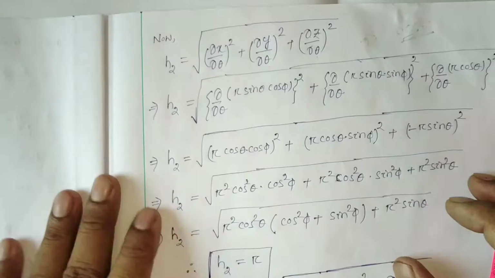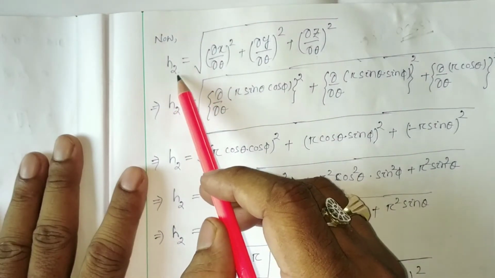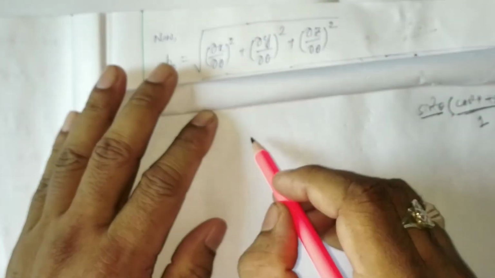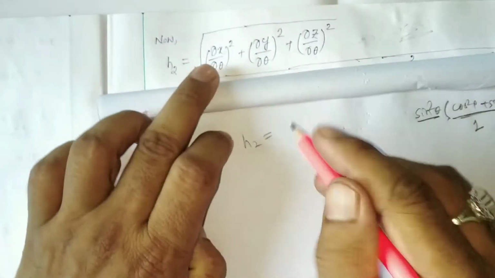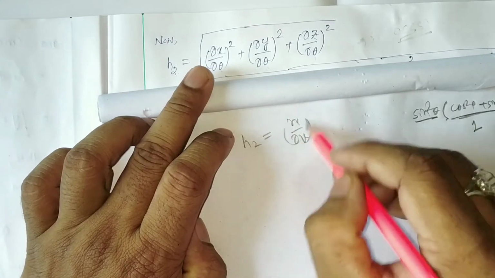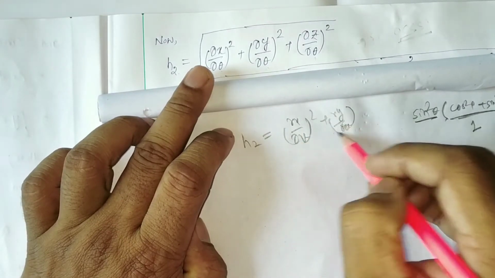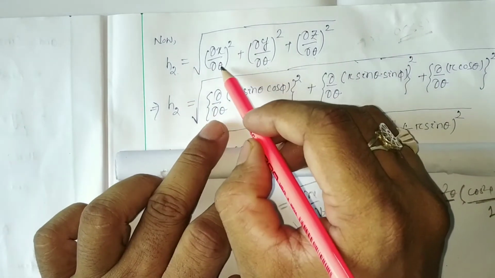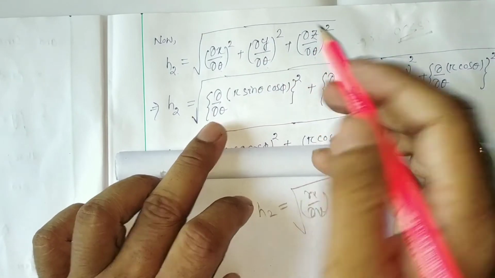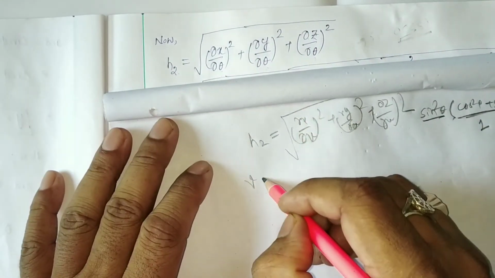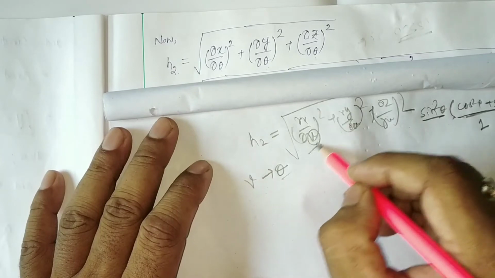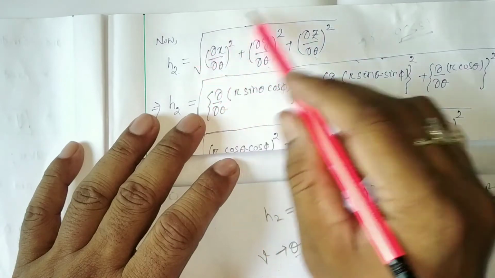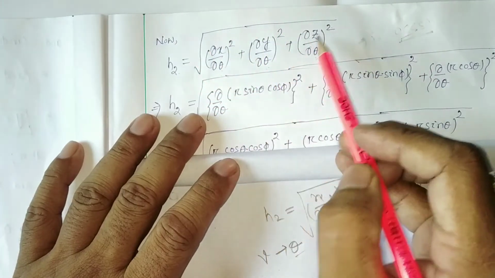Then we are going to go for H2. In OCCS, for H2 we know that the value is del x by del v square, del y by del v square, and del z by del v square, that we know, a root over. Here v was there, but in the spherical polar coordinate system, v is transformed to theta. So instead of v, what do we have to write? Theta. So del x by del theta, del y by del theta, del z by del theta, square, square, square, and whole root over. Now we have to put the values of x, y, z over here.